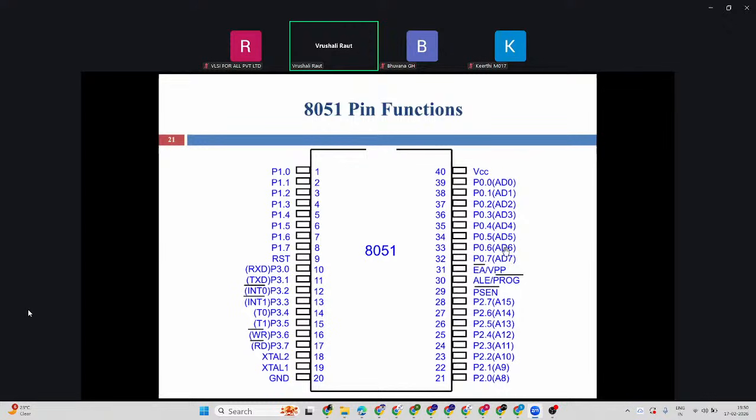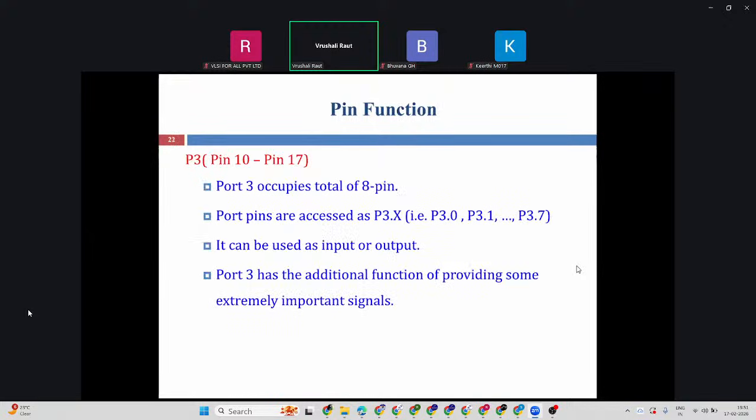And again, port 0 has multiplexing of data. 8 bits of data can be carried using this port. So how many ports are there? 4 ports, and they are distributed like this. Out of them, port 1 is purely an IO port. The remaining ports have multiplexing with different functions. Accordingly the connection is required, and one by one, very briefly, we will check it.